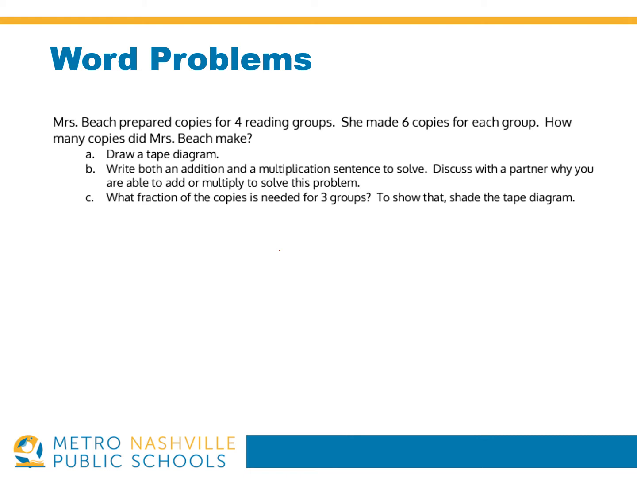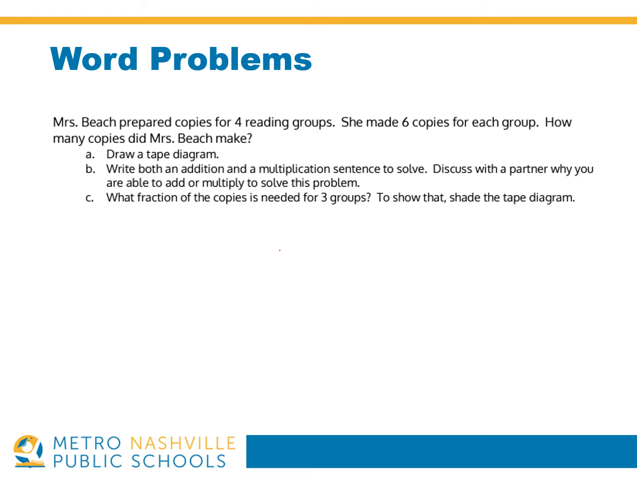This problem has 3 parts. In part A, the students are asked to draw a tape diagram or a pictorial model that can represent a mathematical relationship, also known as a bar model or a fraction strip. Students are asked to write both an addition and a multiplication sentence to solve, and discuss with a partner or you as the tutor why you're able to add or multiply to solve this problem. And finally, students are asked to solve for what fraction of the copies is needed for 3 groups. To show that, they will shade the tape diagram.